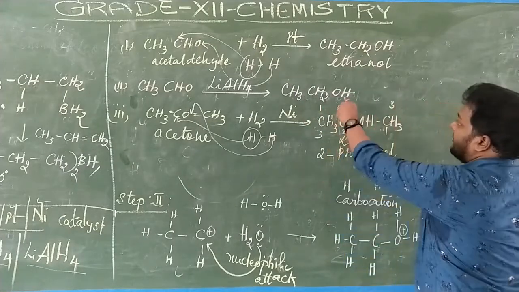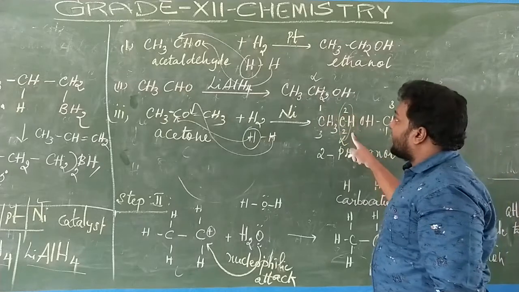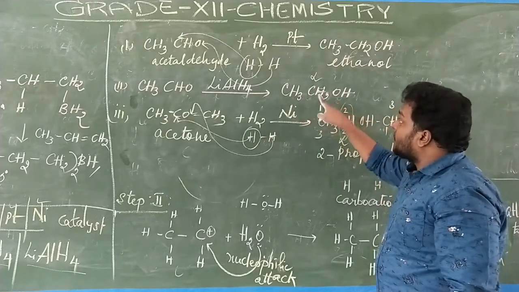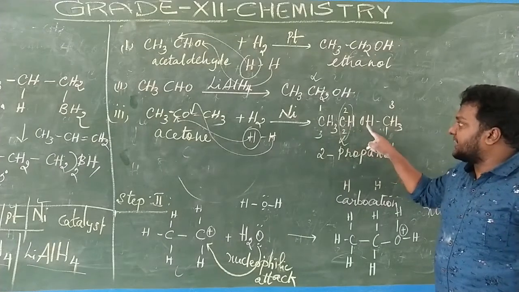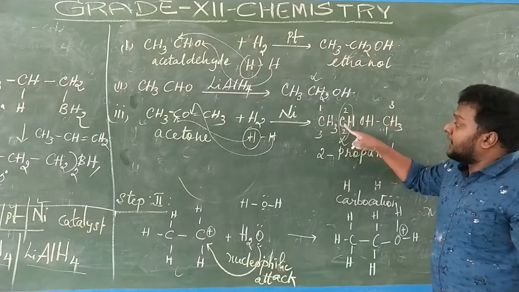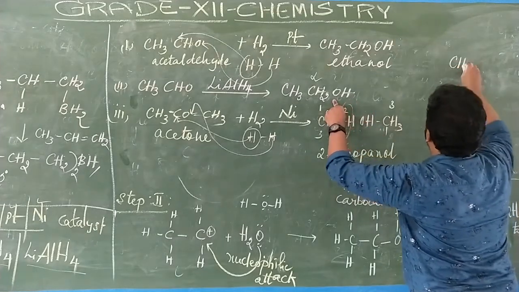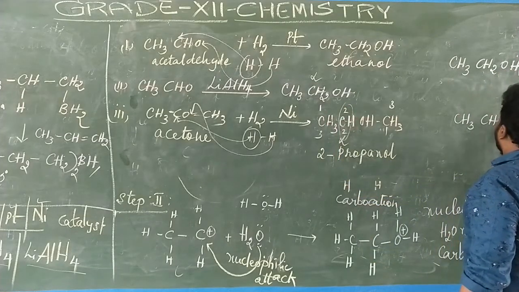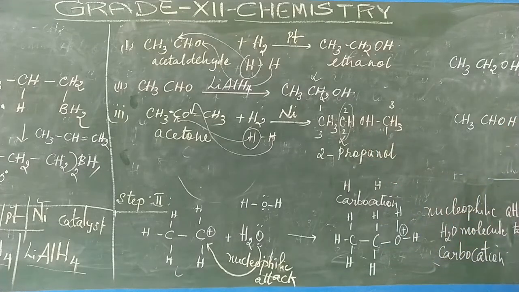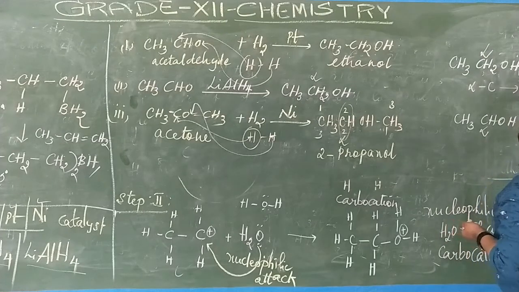The main difference is in the alpha carbon, the carbon attached to the functional group. Compare the alpha carbons. In ethanol, CH3CH2OH, the alpha carbon has 2 hydrogens and 1 alkyl group. In the other, CH3CH(OH)CH3, this is the alpha carbon. In ethanol, 2 hydrogens are present on the alpha carbon and 1 CH3 group is present.